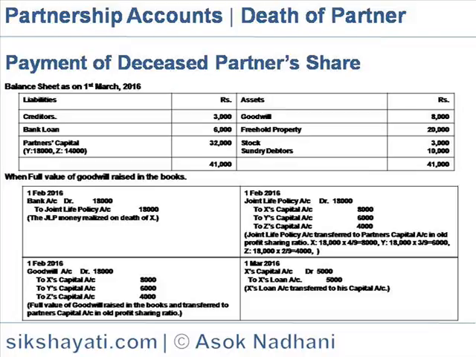Next entry on 1st February would be the goodwill account created in full value, so that would be credited to X, Y and Z at 8,000, 6,000, 4,000. And then X capital account is transferred to his X loan account. So the entry would be X capital account debit 5,000 to X loan account 5,000.